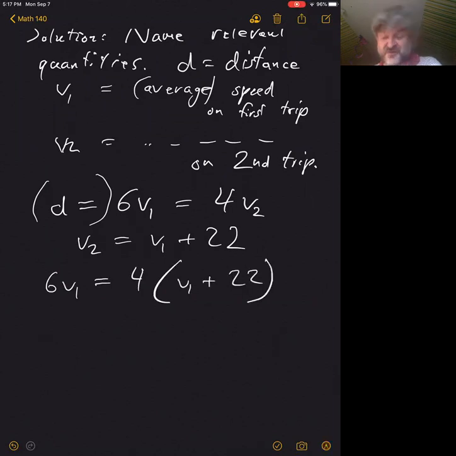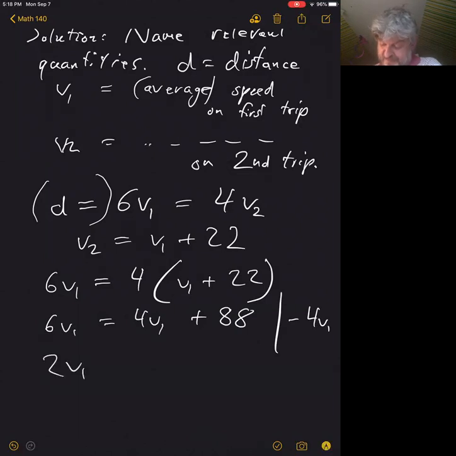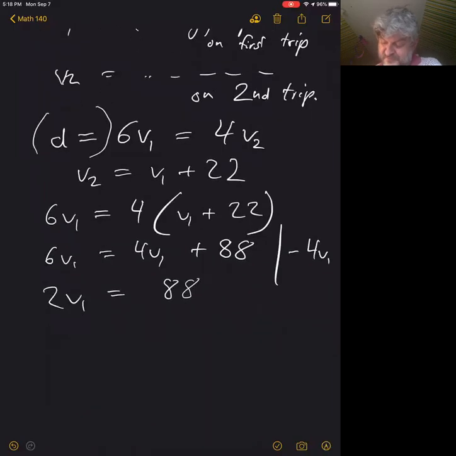Then you're down to 1 equation with 1 unknown, and we got a good feeling about this, right? So expand this out. This is 4v1 plus 88. We want to subtract 4v1 from both sides, so like this. The vertical bar means this is something which you need to do to both sides of the equation. So it'll just leave me with 2v1. That 4v1 is gone, and it's 88, all that's left. So we divide by 2, and the v1 is 44.